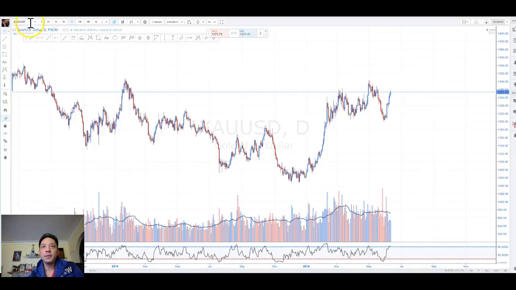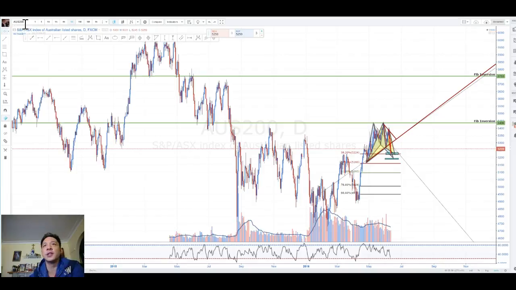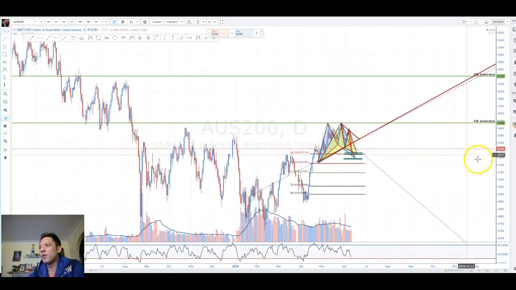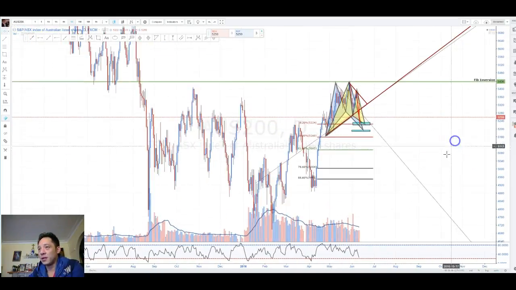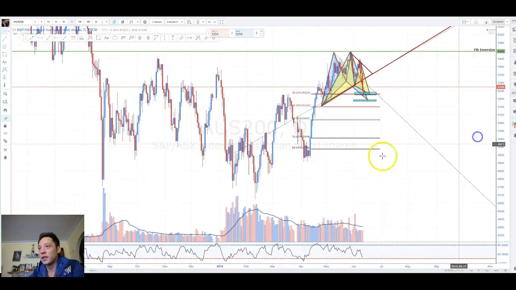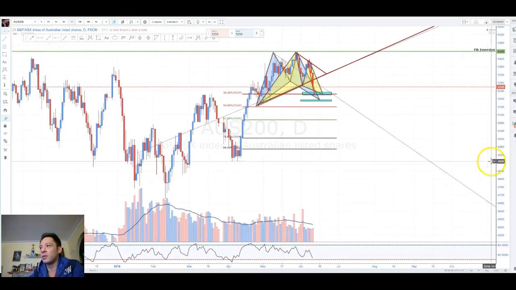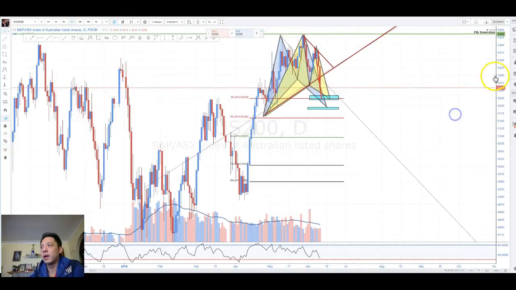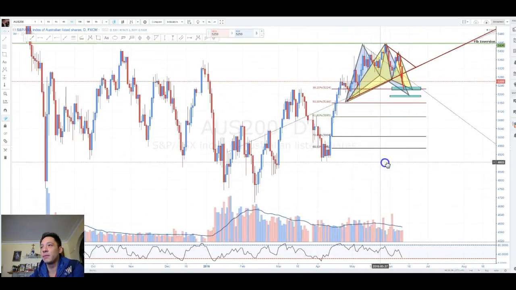Now, the one I wanted to show you was the Australian stock market. I want to go into a bit more detail, because this is a really good example of how I do my analysis, right? So what I'll do is I'll just hide the chart, right?